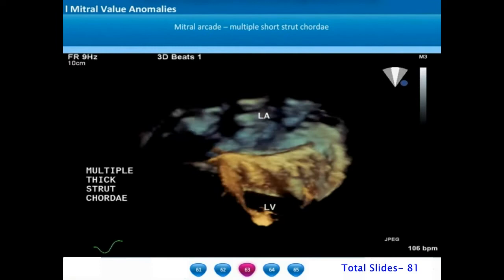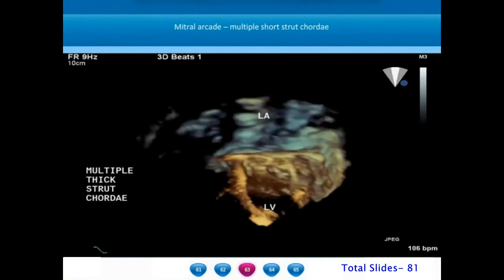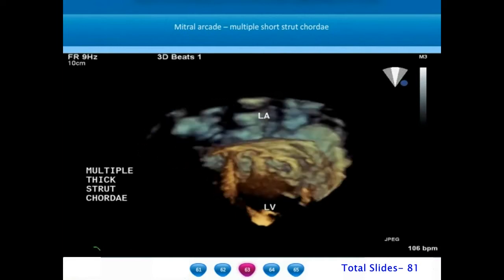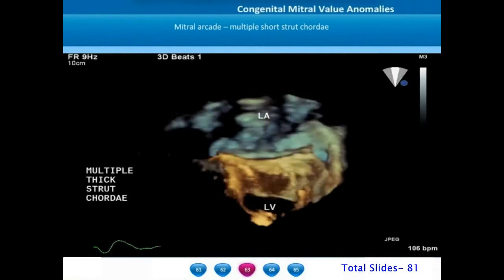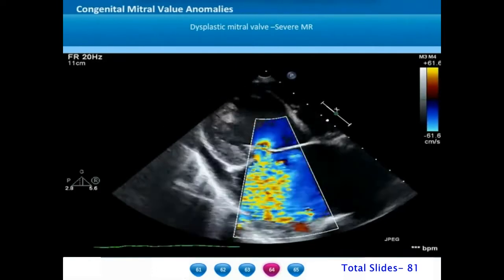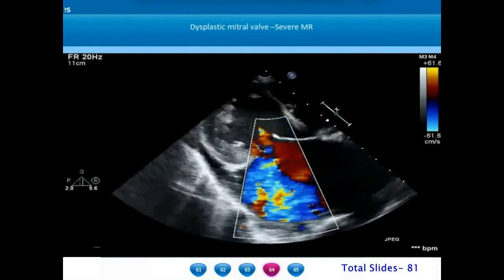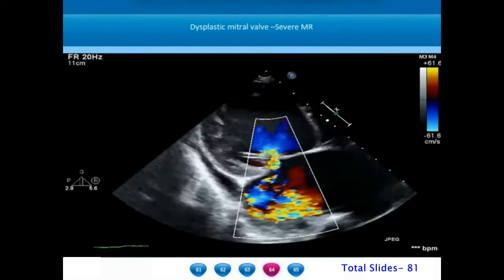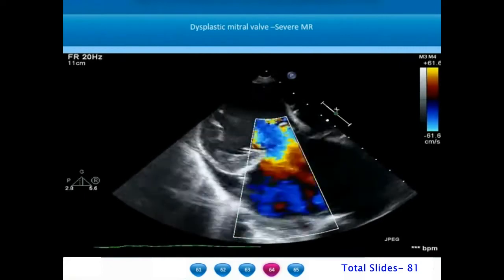Surgical repair of this mitral valve arcade may need excision of many of these secondary caudal attachments of the mitral valve leaflets towards the free wall of the left ventricle. The retraction of the leaflets in association with annular dilatation causes severe mitral regurgitation in mitral valve arcade.